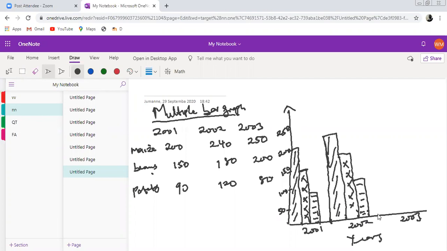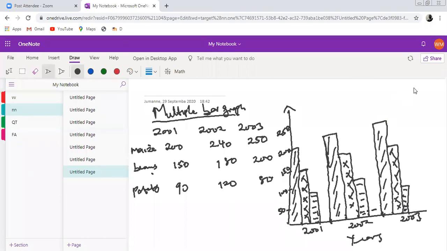Then you go to 2003. You make sure that there's a gap again here. So 2003, the maize, first of all, it is 250. So the bar should go as high as 250. For the beans, it is 200. So it will go up to where we have the 200. And then for the potatoes, it is 80 for this particular year. So you can come here and draw. That is for maize. That is for beans. And then we have the potatoes.